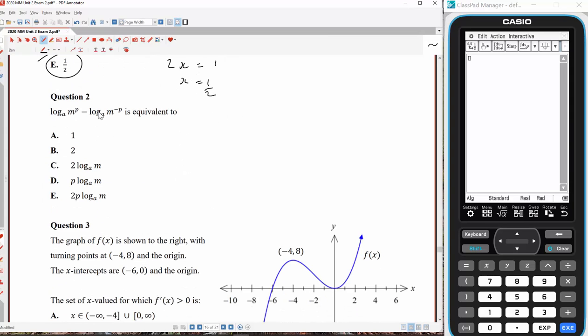Okay, this one here is equivalent to, so we've got a subtraction here. So what we'll do is rewrite each of them by grabbing that power and putting it out the front. So it's going to be p log a m take away or add p log a m. So that's going to be those two. We've got one instance of that and one instance of that, so we're sticking them together. It equals 2p log a m.